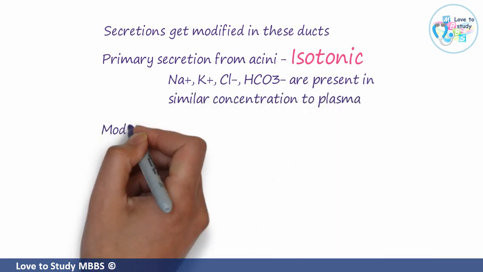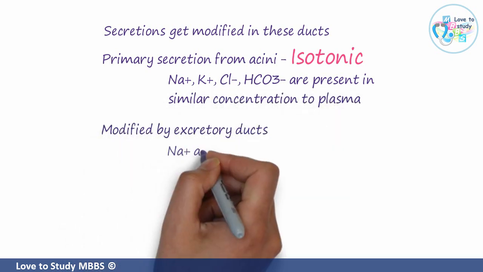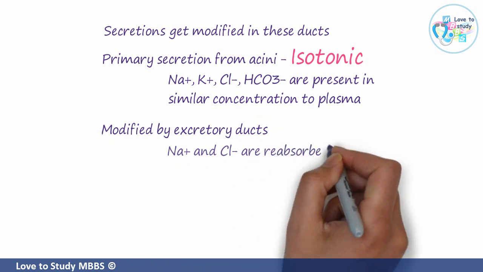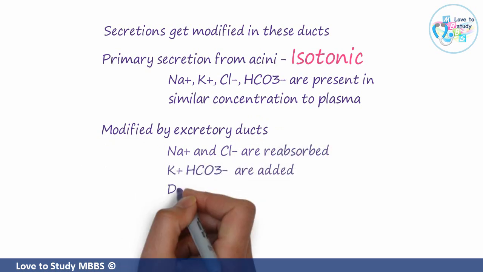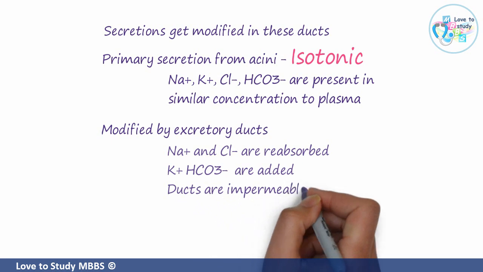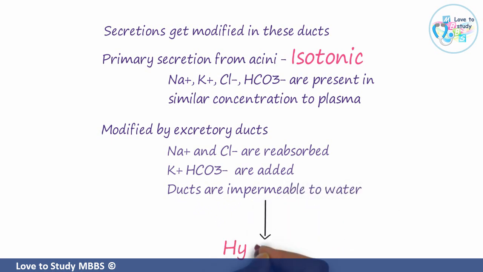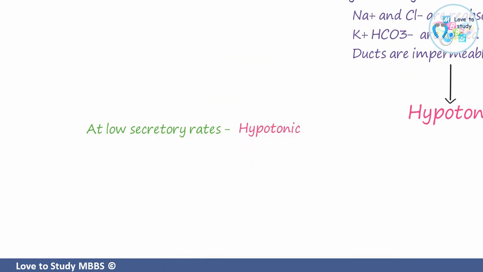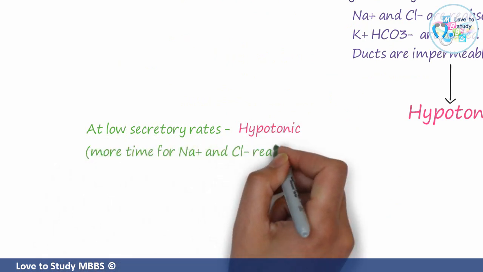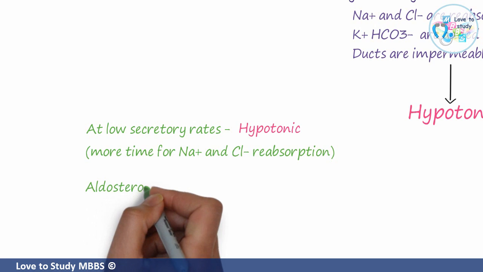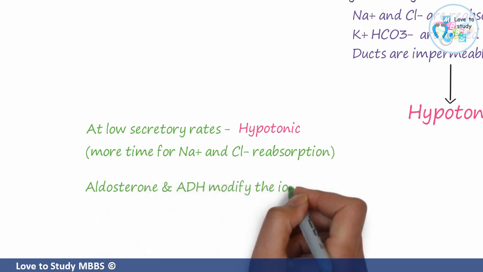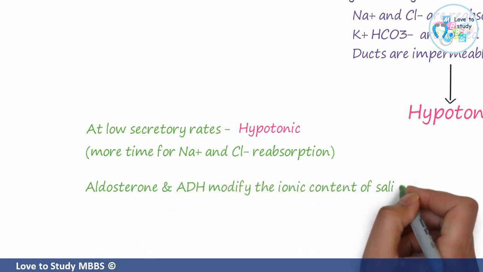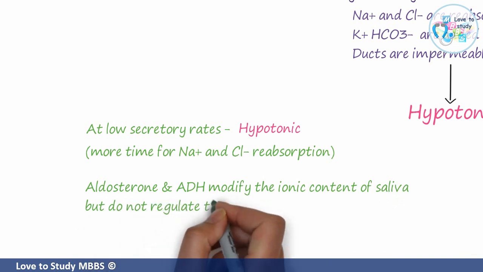Due to effects of aldosterone, sodium and chloride are reabsorbed, while potassium and bicarbonate are added into the ducts. And also, these ducts are impermeable to water. Since sodium is the major determinant of tonicity, saliva becomes hypotonic while it passes through these ducts. At low secretory rates, saliva is hypotonic because it gets more time for sodium and chloride reabsorption. Aldosterone and antidiuretic hormones modify the ionic content of saliva, but they never regulate the flow rate.